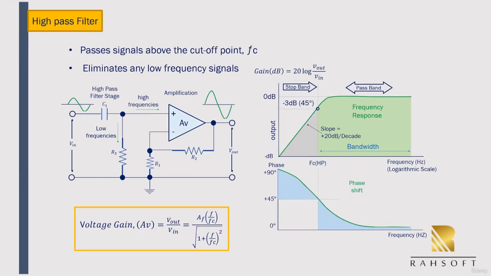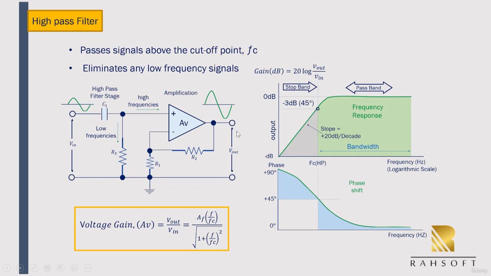First of all, let's talk about high pass filters. This passes signals above the cutoff point, FC. As seen on the graphs, once the point FC has been hit on this graph on the top right, this will cause a passband to occur, and all of the signals from that point on will pass by. However, below that point, any of the low frequency signals will not pass at all.